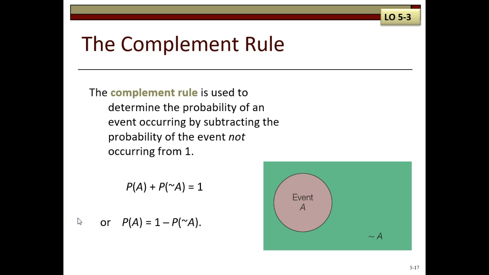Next is the complement rule. It's used to determine a probability by subtracting the probability of the event not occurring from 1. So the probability of A equals 1 minus the probability of not A.